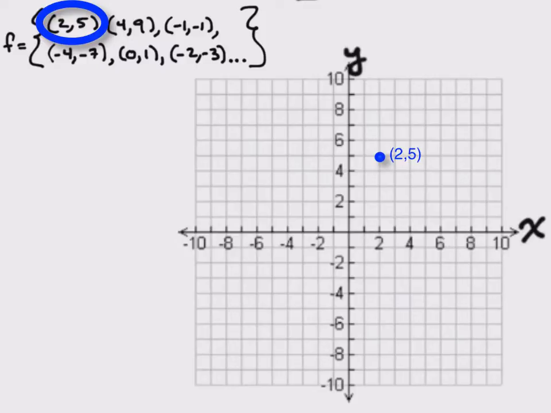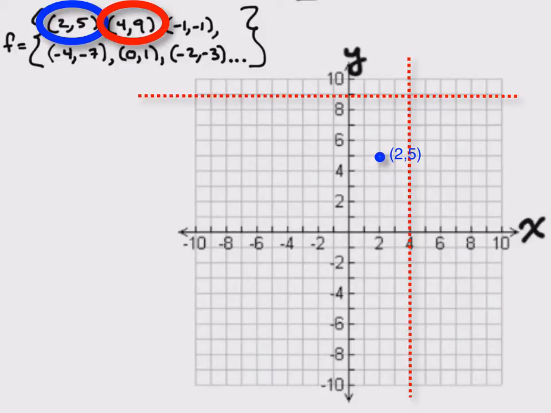Okay, let's try doing another one. How about the input-output pair 4 and 9? When 4 is the input, 9 is the output. Similarly, we're going to find 4 on our input axis, we're going to find 9 on our output axis, and we're going to draw a point right there where the input 4 goes with the output 9. And that point represents the input-output combination 4 and 9.